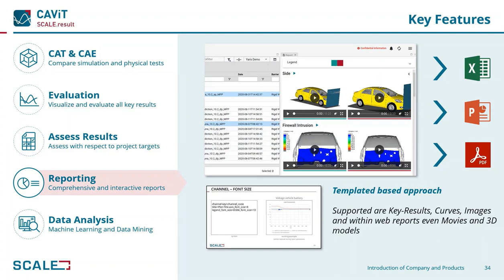Reports can also be exported to PowerPoint, Excel, or PDF. All these approaches rely on templates. For instance, we support PowerPoint templates where you can easily define with keywords and a rectangle a plotting area. That template is applied on selected simulations and gets executed, and the plot is just created for you, and the template is filled with the data. For most of the reports, we support key results, curves, images, and for the web report, movies, and also 3D models. I can show you that also later. And we have a special support for Animator, that's on the next slide.